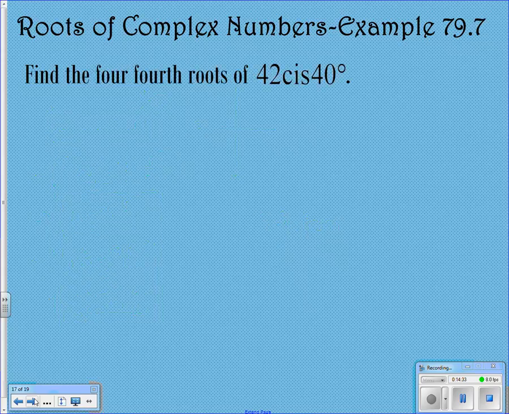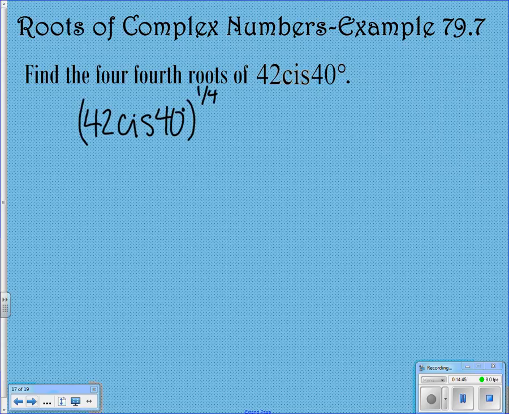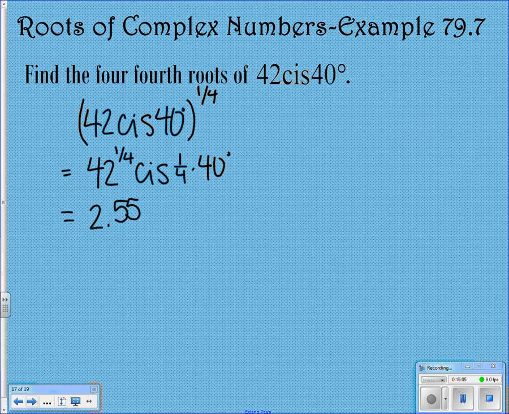Looking here, find the 4 fourth roots of 42 CIS 40 degrees. So on this one, we're going to say 42 CIS 40 degrees to the 1/4. So we're going to have 42 to the 1/4, and then CIS 1/4 times 40. So 42 to the 1/4, I don't know that off the top of my head, so I'm going to plug it into my calculator. And it gives me 2.55, and then CIS of 10 degrees.